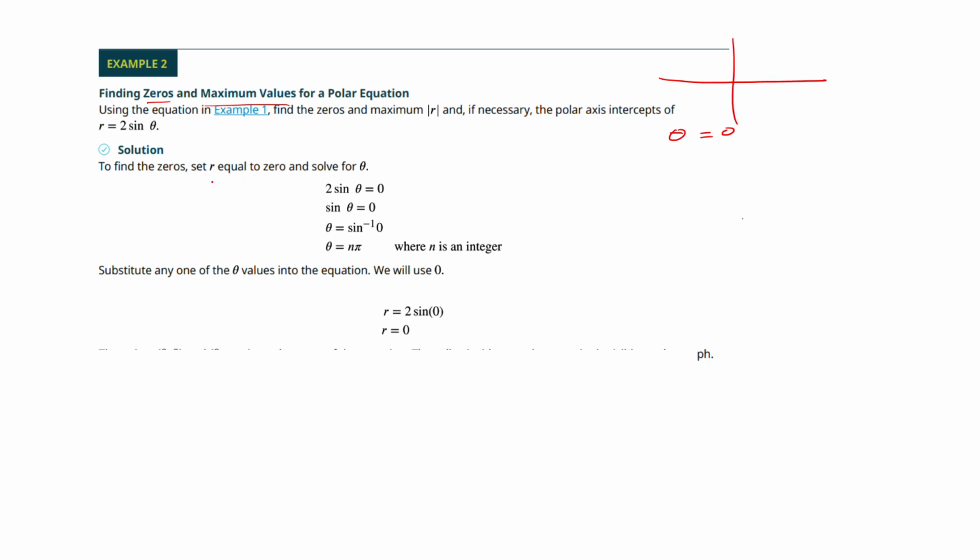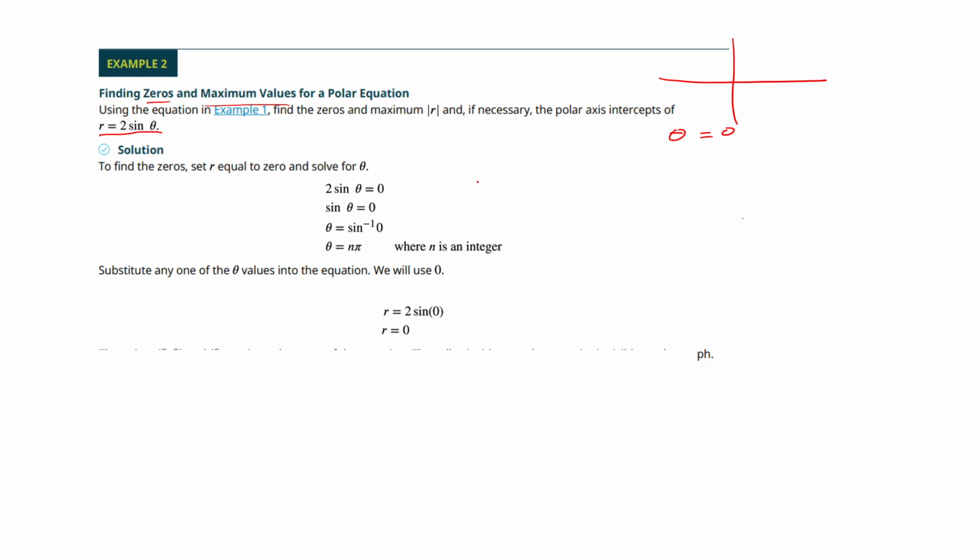Now, we're going to do that just the same way we did when we were solving an equation and wanted to know the x-intercepts. What we would do is say y is 0. So we're going to do the same thing. If my equation is r equals 2 sine of theta, I want to solve for theta. That happens when r is 0. So let's try it.